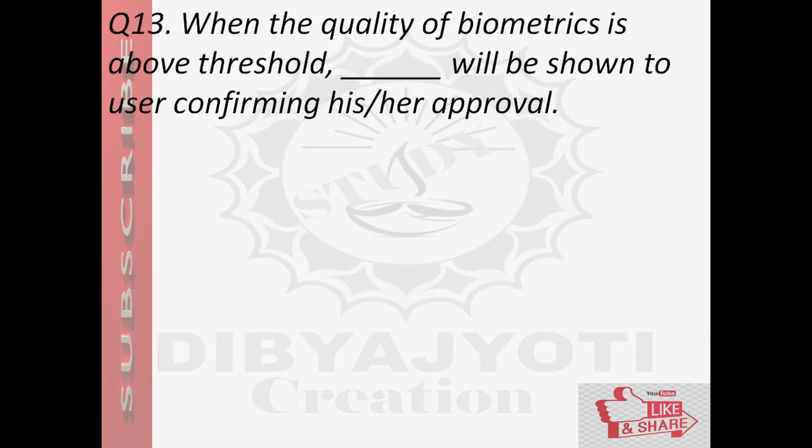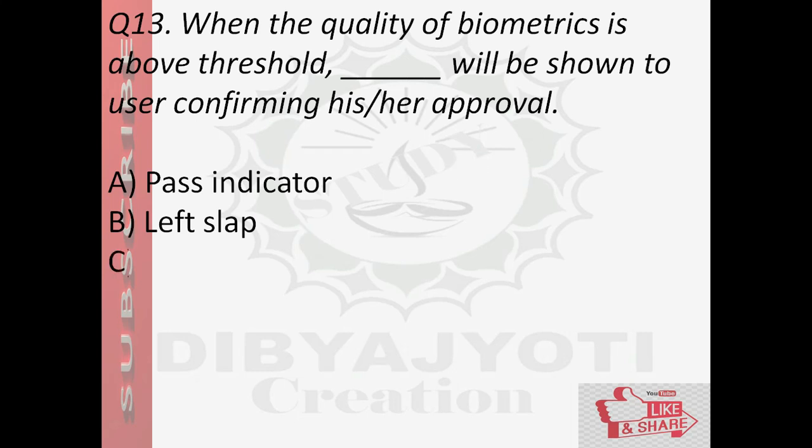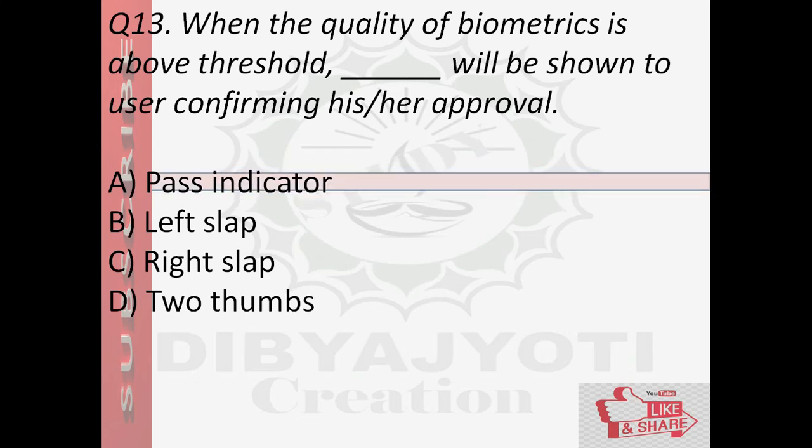Then question number 13, when the quality of biometrics is above threshold, DASH will be shown to the user confirming his or her approval. Options are option A, pass indicator. Option B, left slab. Option C, right slab. Option D, two thumbs. And answer is pass indicator.